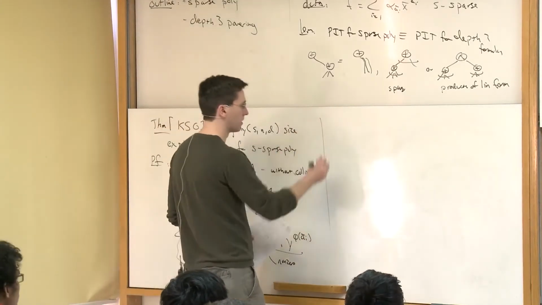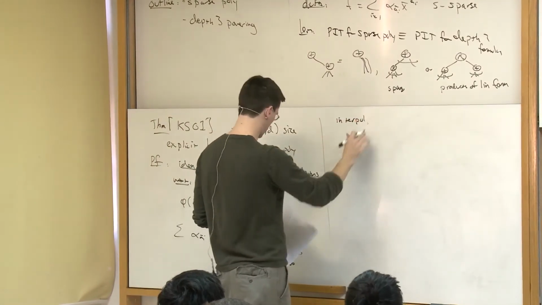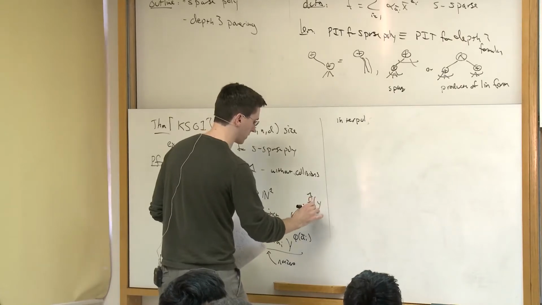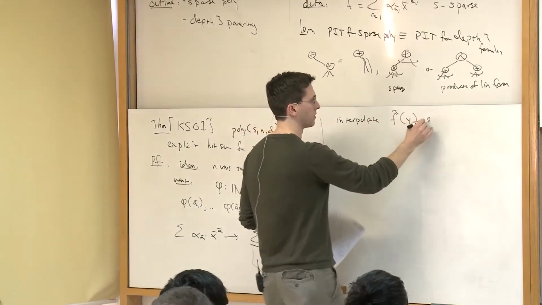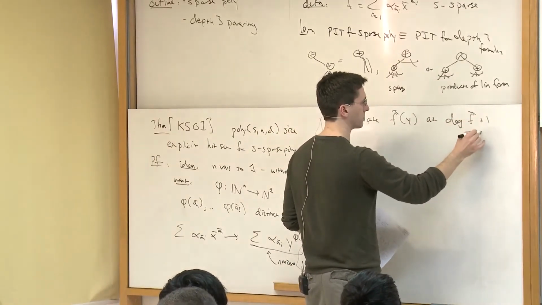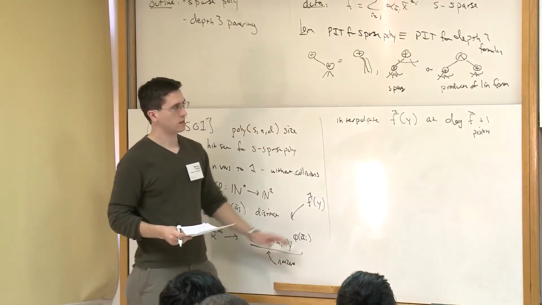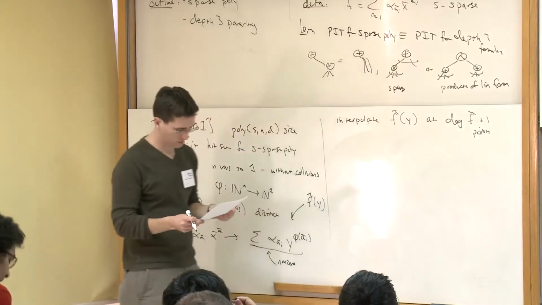And then I need to interpolate. So let's call this, I don't know, f tilde of y. Interpolate f tilde at y at degree of f tilde plus 1 points, right? Because this is a non-zero polynomial, then I want to get a non-zero evaluation of this polynomial. That's my hitting set. Okay.